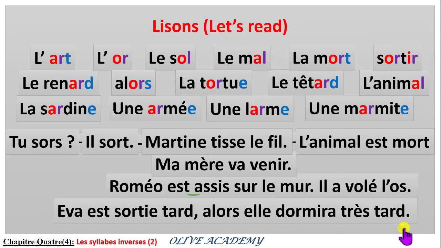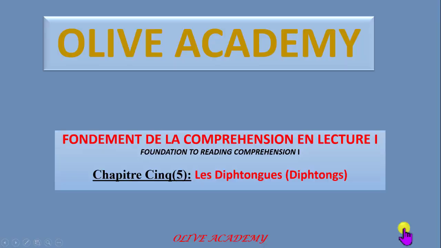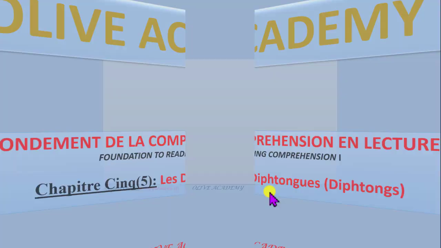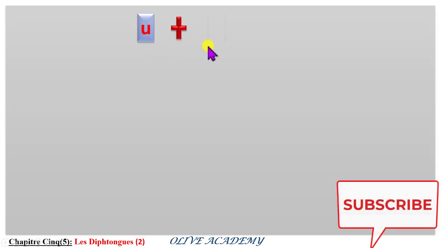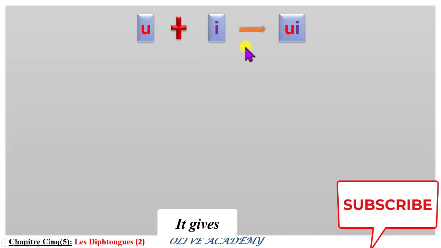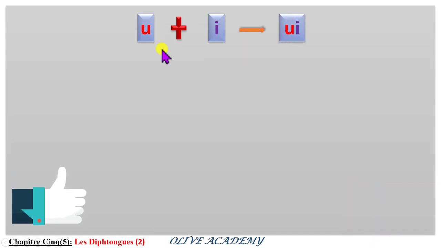Let's move to today's lesson, which is Chapitre 5, les Diphtongues, leçon 2. Today, we are going to be looking at diphtongues made up of U and I. Répétez après moi. U plus I, ça donne UI.